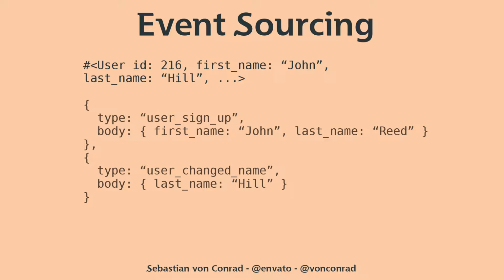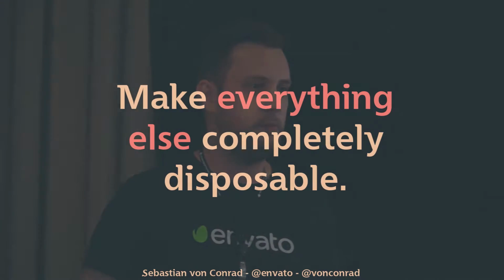And then, in order to get the current state of this user again, we just take the first event and add the second event on top of it, replaying them in this order to get what the current name of that user is. This makes everything else completely disposable.